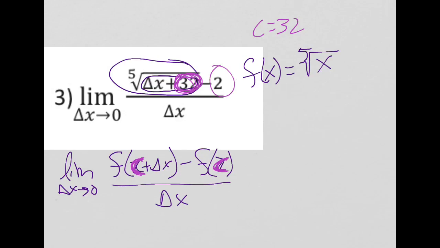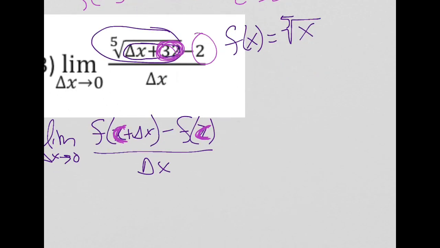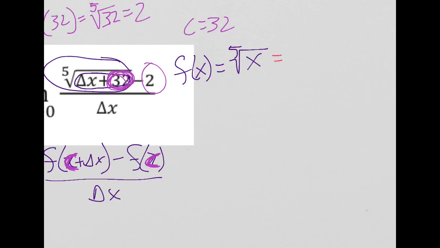Notice this 2 right there, that is actually f of 32, which is the fifth root of 32, which is in fact 2. And so we need to take the derivative of this function, and to do that, I'm going to rewrite this as x to the 1/5 power, because now I can use the power rule to say f prime of x equals 1/5.